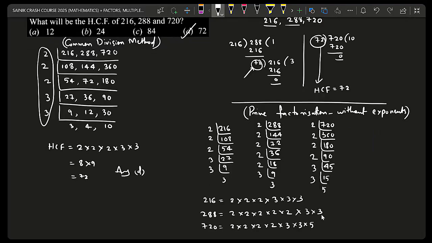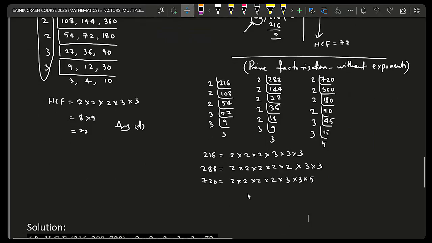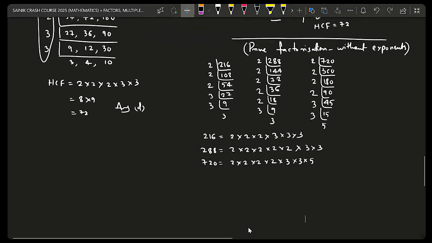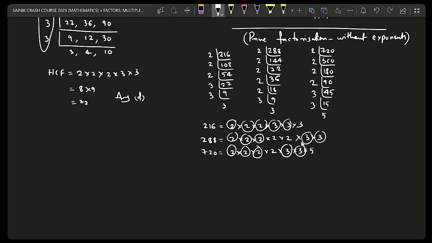Okay, in this method, what are we going to use? We are going to use common factors, right? Yes, sir. 2, 2, 2. Next. 2, 2, 2 again. Next. Again 2, 2, 2. Next. 3, 3, 3. Now there is no 3, 2 left common. 3, 3, 3. That's it, or anything left?